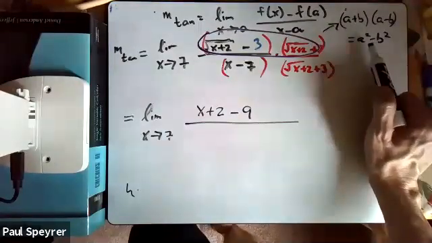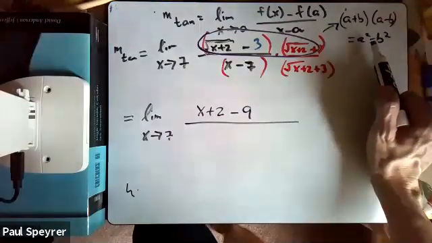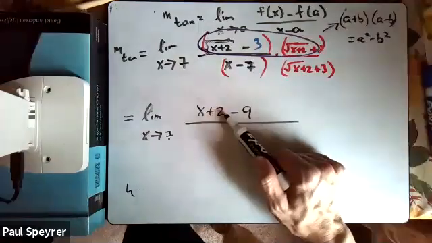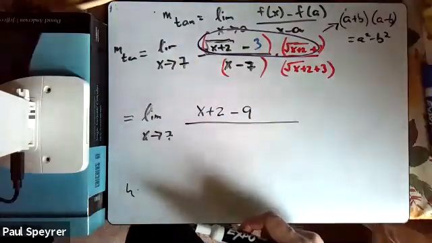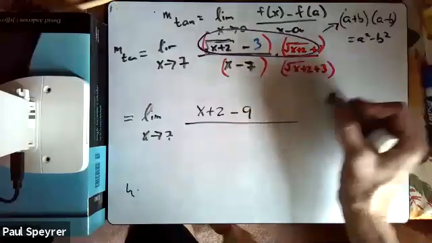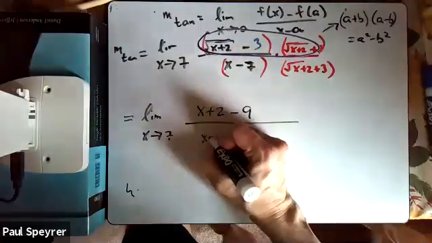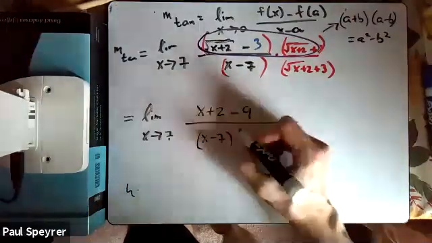If you can't remember that formula, remember if you do FOIL, first, outer, inner, last, you'll still wind up with this right here. Now, for our denominator, we're not going to FOIL that out. We want to keep it in factored form.